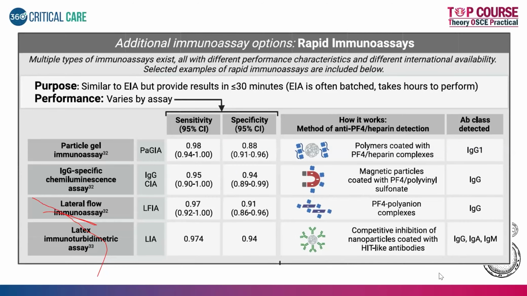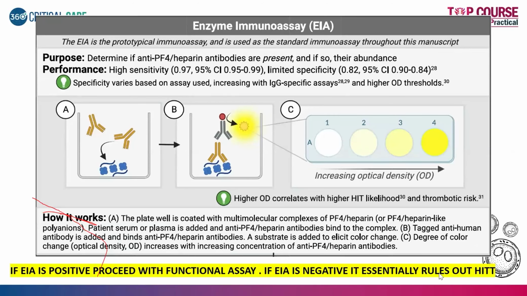So this is the reason that I have told you. Okay. So, what is the conclusion of doing an immunoassay? If the enzyme immunoassay is positive, you can proceed with a functional assay, okay, and then give the confirmation that this patient has HITT. If the EIA is negative, it essentially rules out that this patient has HITT.